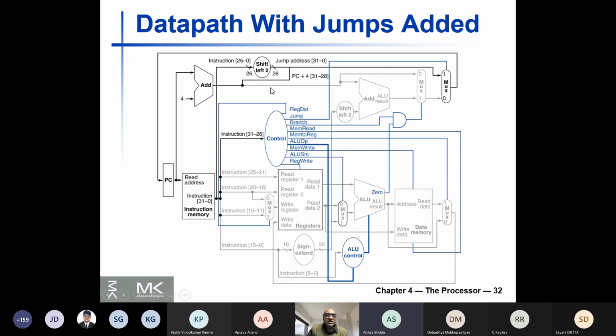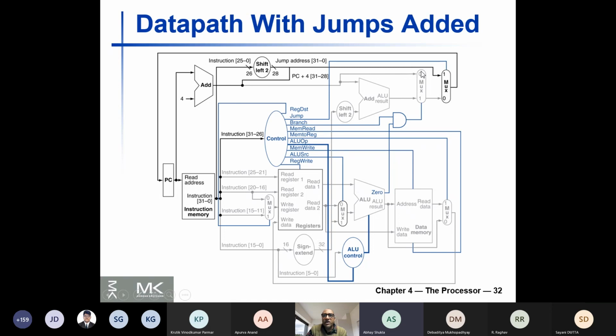So the jump address will be calculated using this simple circuitry, just shifting and then concatenating appropriately, so that a 32-bit jump address is generated. That is given as an input that has to be fed now. And the previous circuit, whatever is there, is given as the input to the 0. Earlier we had 2 possibilities, and now we have a third possibility: either PC plus 4, or the branch target, or the jump address.